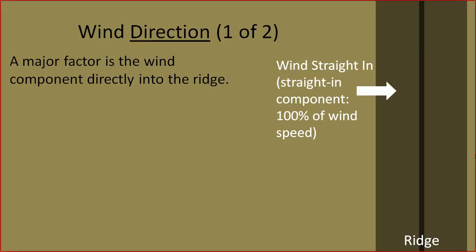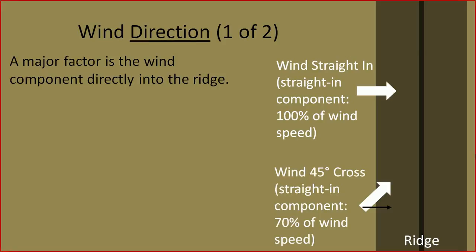So for example, in our ideal scenario with the wind straight into the ridge, if you do that vector analysis, you get a zero vector parallel to the ridge, and 100% of the wind strength is in the vector perpendicular to the ridge. That's what we like, straight in. If the wind is 45-degree cross, for example, well, you get a non-zero parallel vector. Turns out it's about 70% of the wind speed, as is the straight-in component.